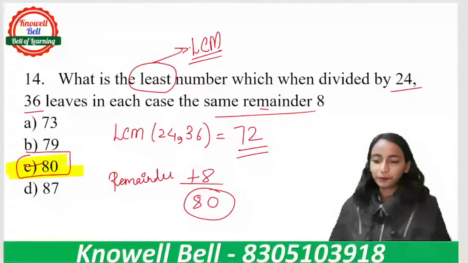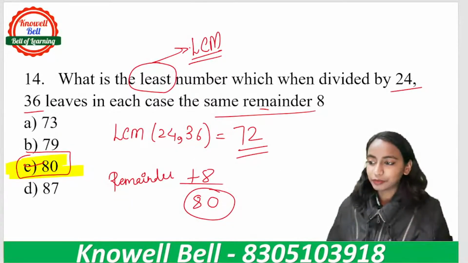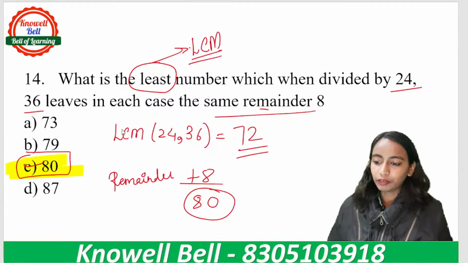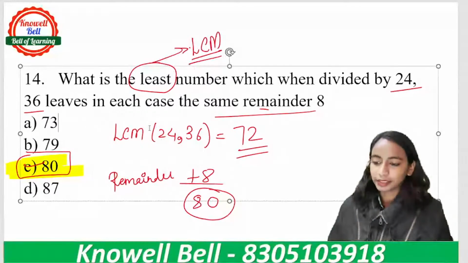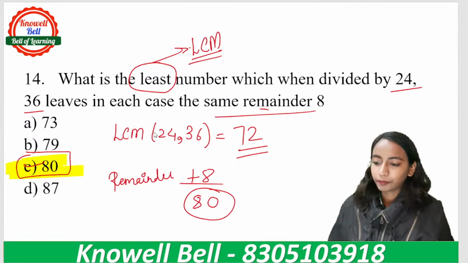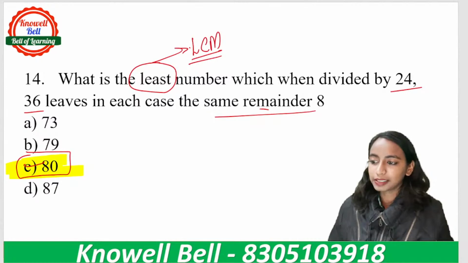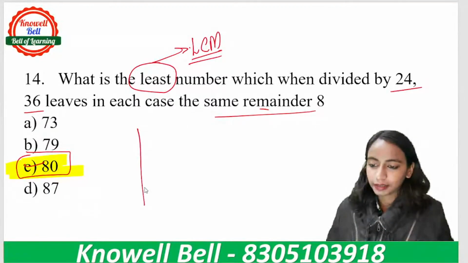Okay, so there's the mistake that happened. We will start with the LCM first. First take the LCM of 24 and 36. What will you do first? First you will take the LCM of 24 and 36, Biswajit. What will be the LCM of 24 and 36?